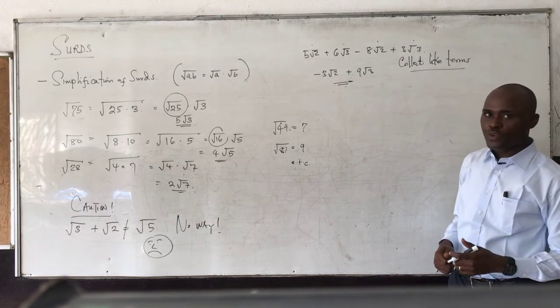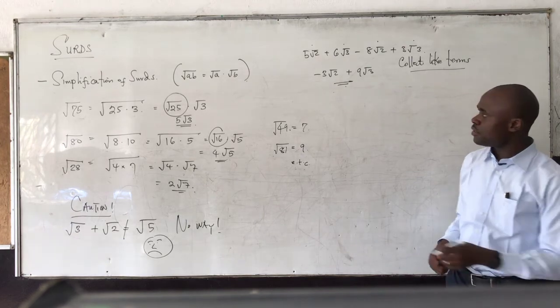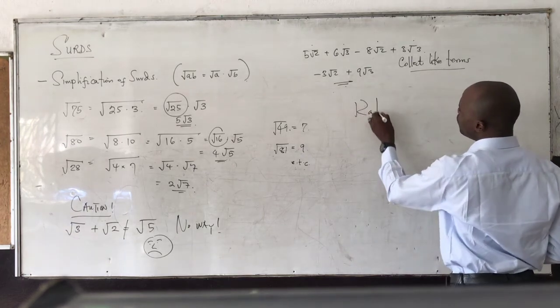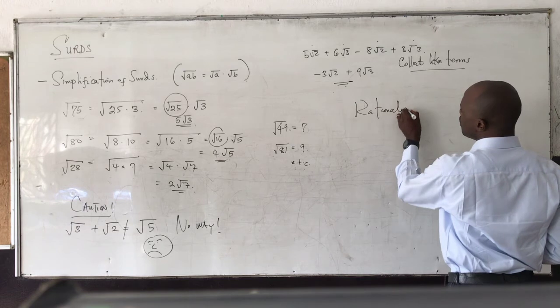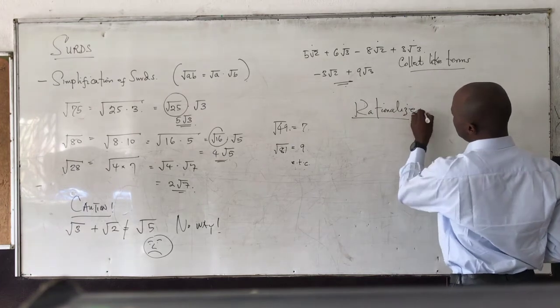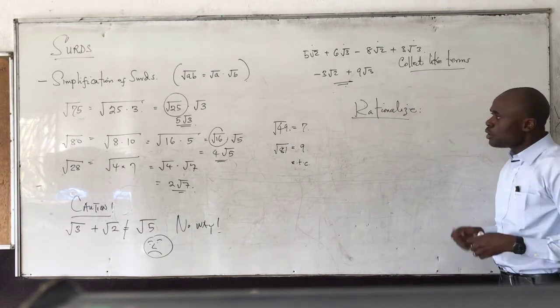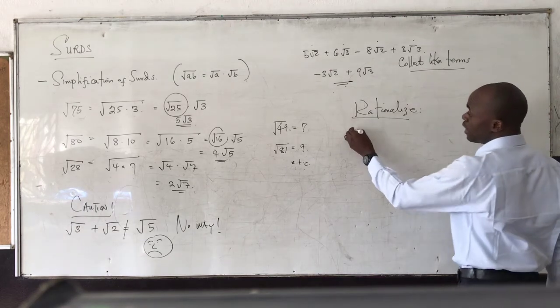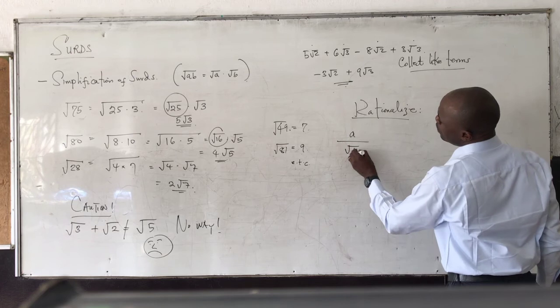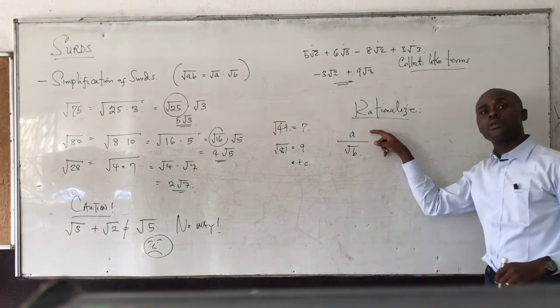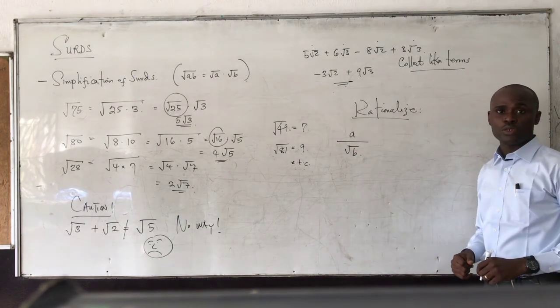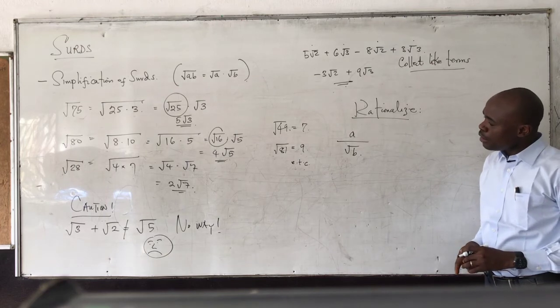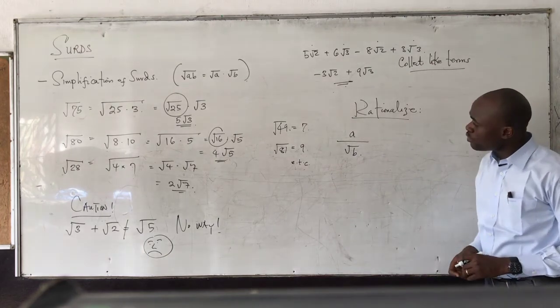So I round up the video by discussing rationalization. So how do we now rationalize? How do we rationalize a denominator? So it is not always okay to have the denominator to be a surd. Something like this. So here you can see a fraction and the denominator is actually a surd. So these are not permitted, not really okay. So what we do is to rationalize.